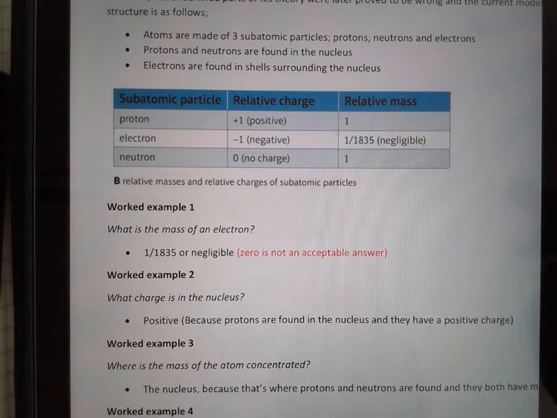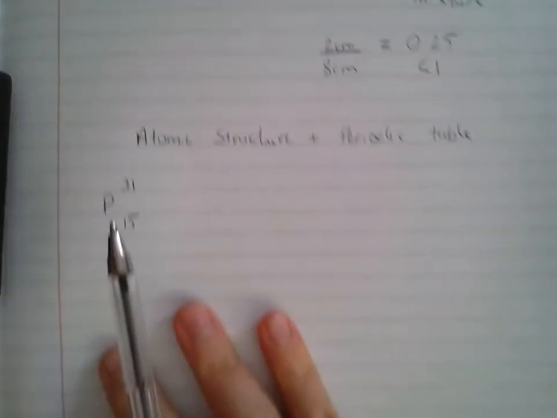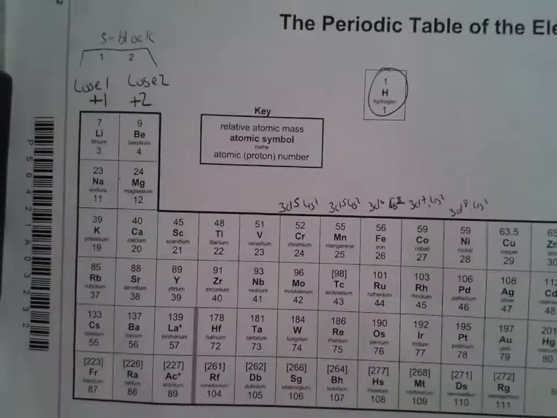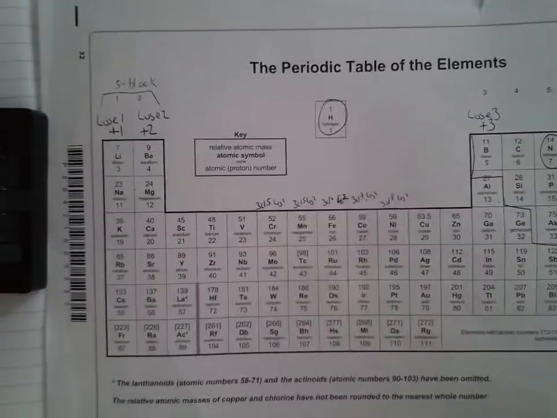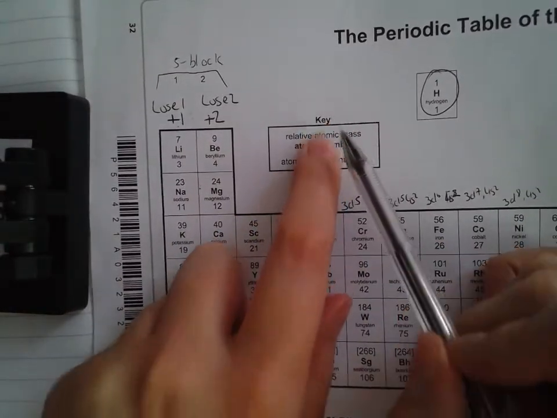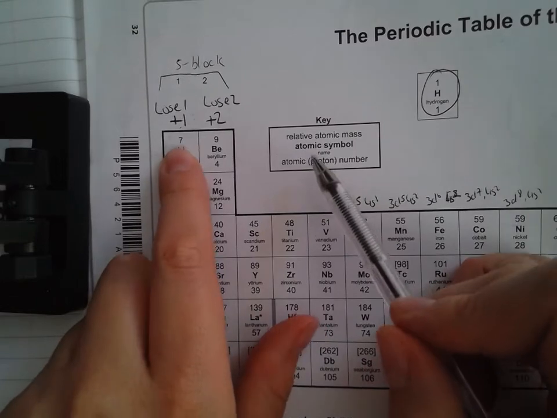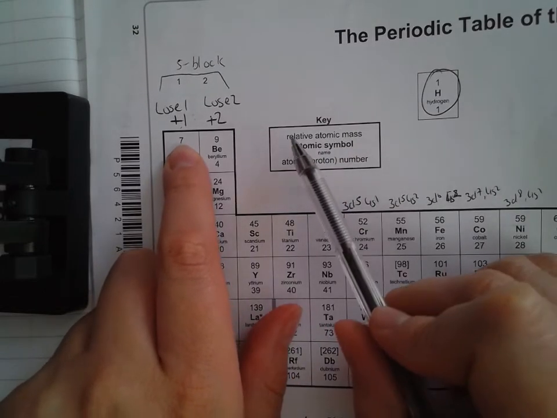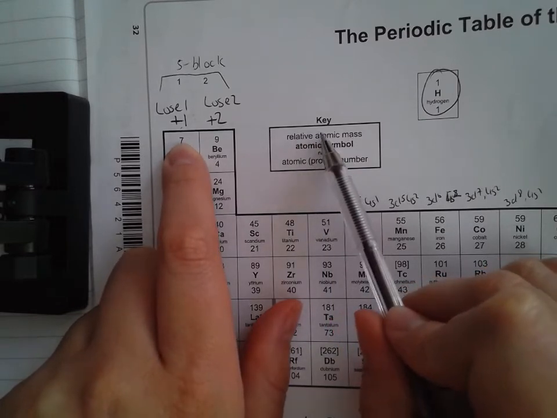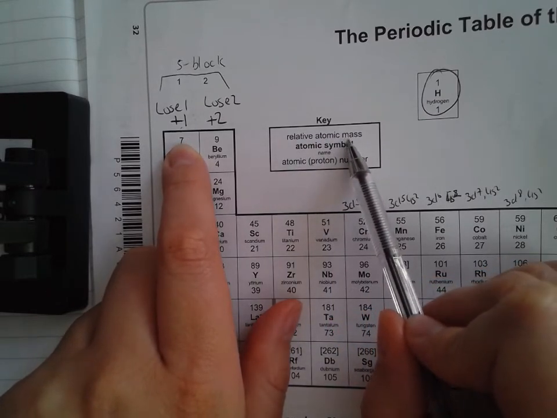The second thing is, you know that atoms contain protons, neutrons and electrons, but you need to be able to tell me how many protons, neutrons and electrons each element contains, okay? And I just want to show you, because this is the periodic table that you're going to have in your exam. It's the official GCSE one, okay? And you've got a key that tells you how to read your periodic table, okay? So if we look at lithium and if we look at a key, okay? Relative atomic mass is 7, okay? So the top part, the 7, is your relative atomic mass or your mass number, okay?